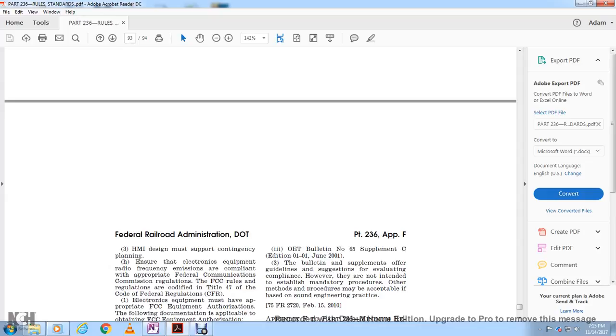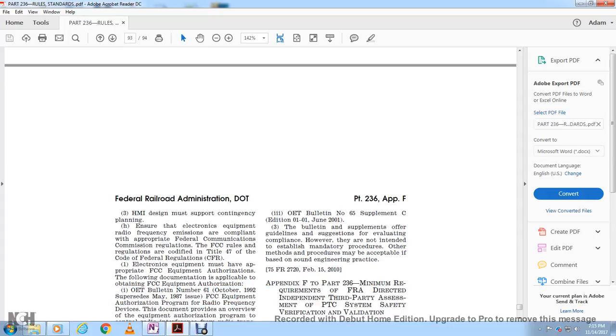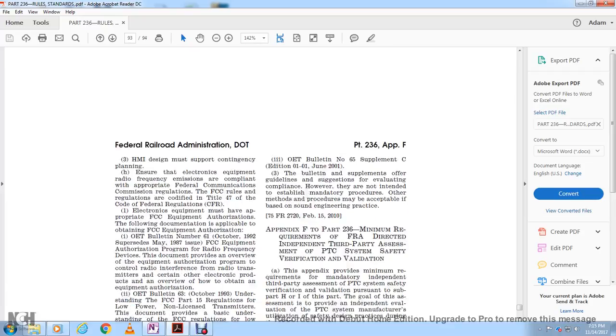Human interface design must support contingency planning. Ensure that the electronic equipment frequency emissions are compliant with the appropriate Federal Communications Commission regulations, the FCC rules and regulations, codified in Title 47 of the Code of Federal Regulations. Electronic equipment must have the appropriate FCC equipment authorization, following the documentation applicable to obtain the FCC equipment authorization. The OET Bulletin number 61, October 1992, superseded the May 1987 issue of the FCC equipment authorization program.